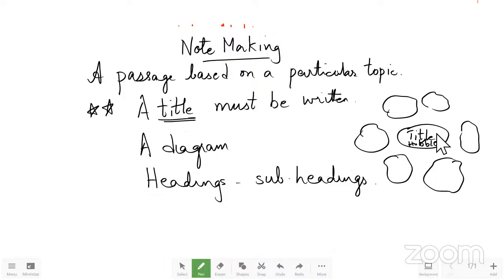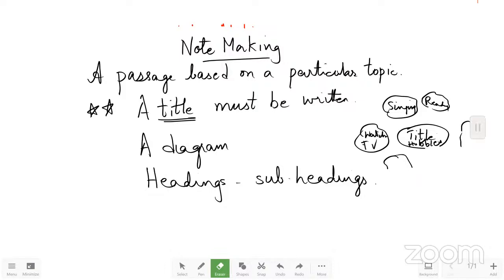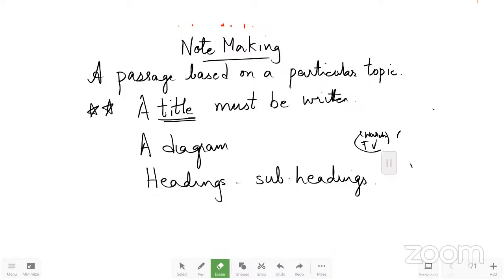You can write singing, reading, watching TV, like this. In bubbles, you draw and write the different hobbies that you have, which usually are popular among the students. So in this way, you create a very good impression.